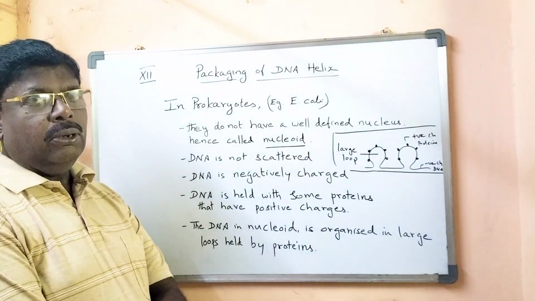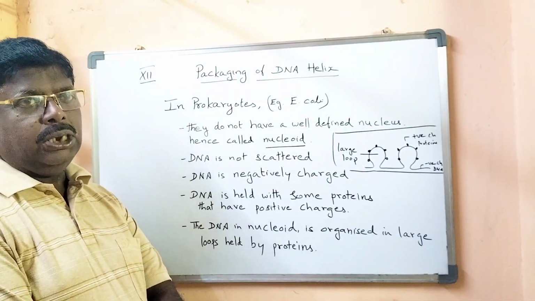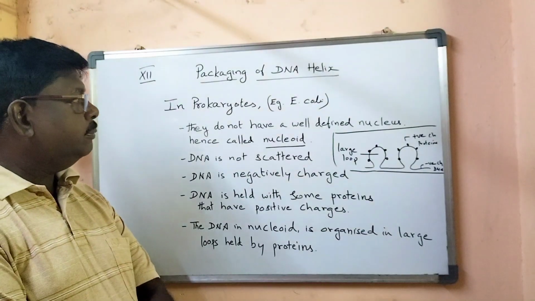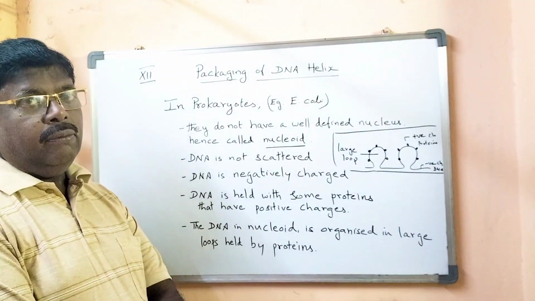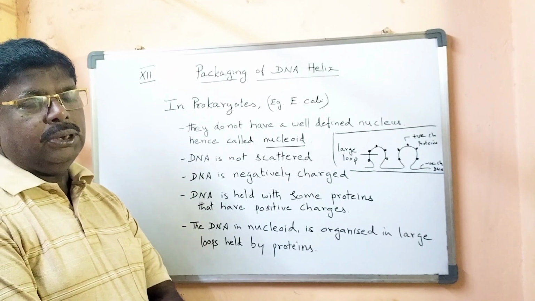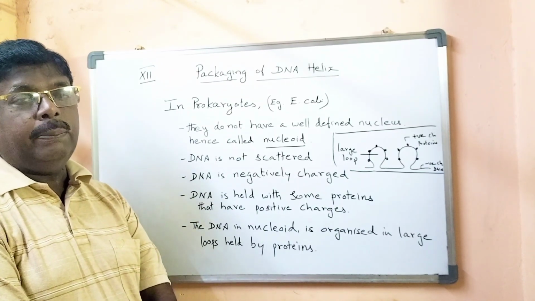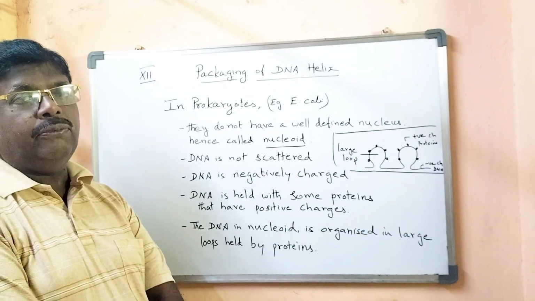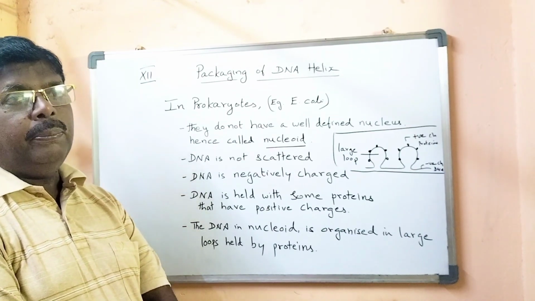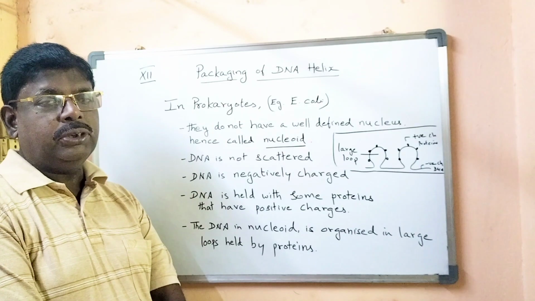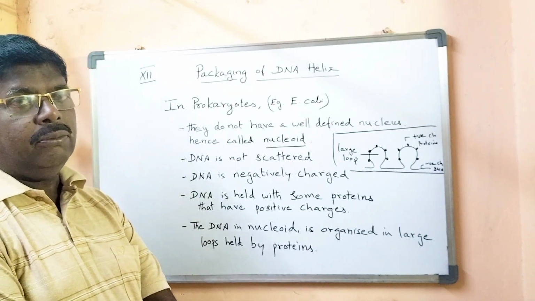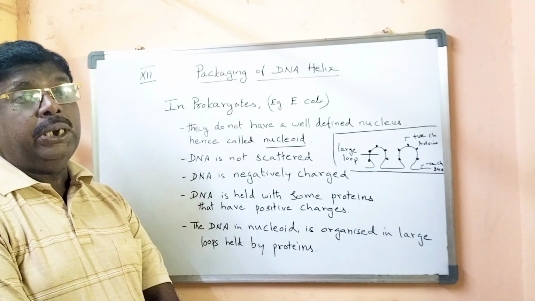So in prokaryotes, for example, E. coli, Escherichia coli bacteria, they do not have a well-defined nucleus. Prokaryotes have a primitively formed nucleus. Karyo refers to nucleus, and pro means very primitive. They do not have a nuclear membrane or nucleolus.